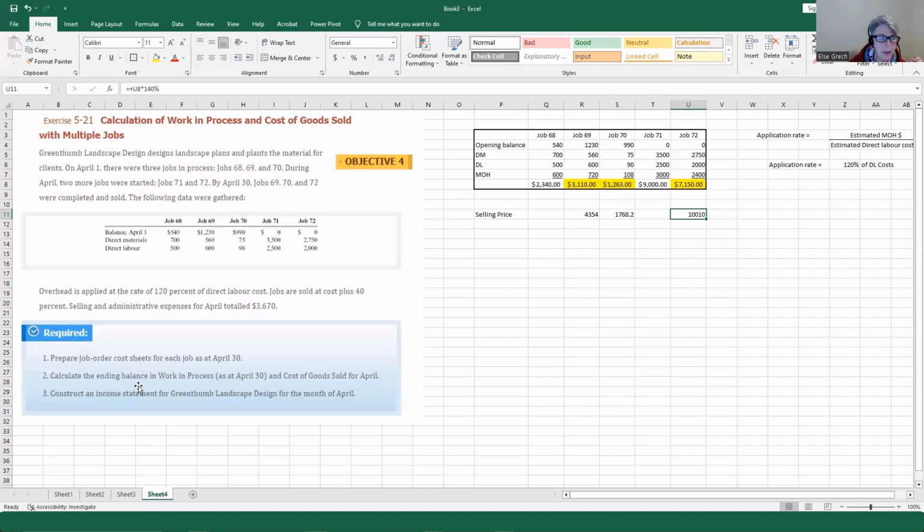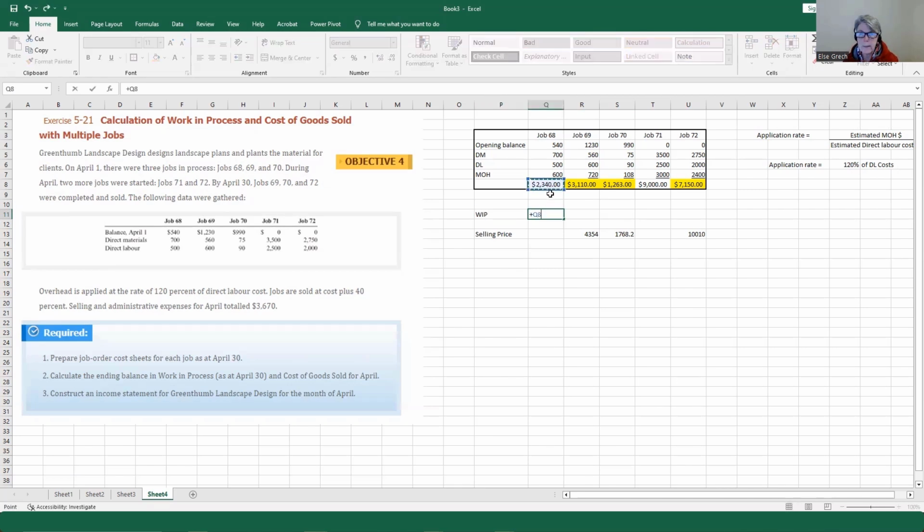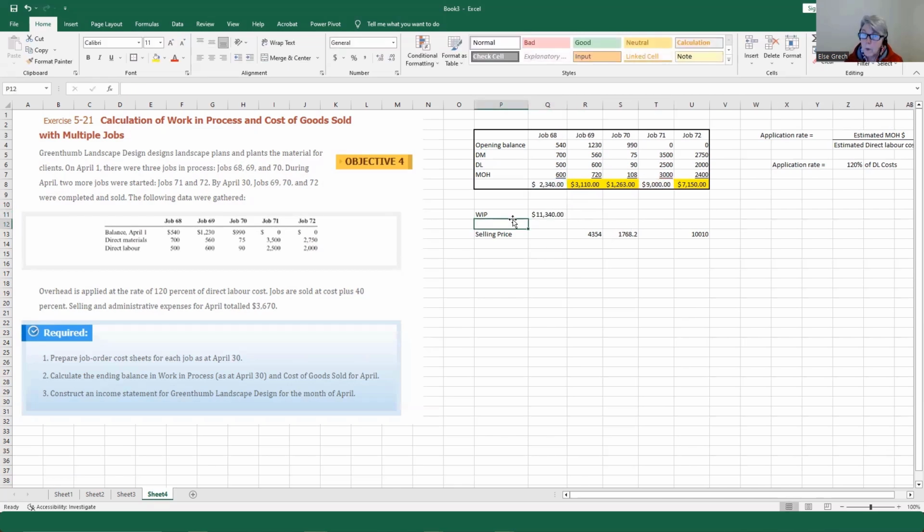Calculate the ending balance in work in progress on April 30th and the cost of goods sold. Okay, well, let me just calculate work in progress. Work in progress, also called work in process. Well, we know it's job 68 and job 71. So work in process is equal to $11,340.